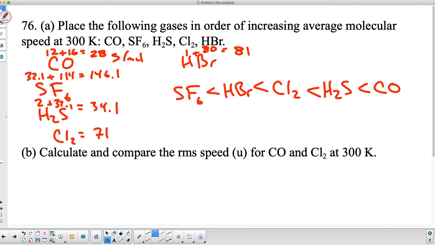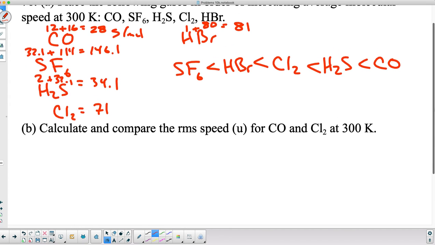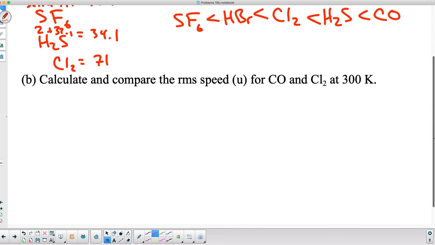Excellent. So then it says calculate and compare the RMS speed U for CO and Cl2 at 300 Kelvin. So this is going to take a little bit. I told you that we weren't going to do a calculation like this. You won't see a calculation like this on the test. I just thought maybe it was worthwhile having you look at one because we have to do a little bit different thing here with the R value.